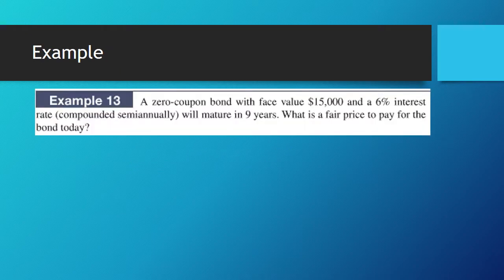Here we have another example. This time we have a zero coupon bond. Remember we talked about those earlier. The face value is $15,000. Remember, that is what it pays in the end. It has a 6% interest rate compounded semi-annually and will mature in 9 years. So what would be a fair price to pay for it today? In other words, what do you want the present value to be? Pause the recording, try the problem, and resume the recording to check your answer.